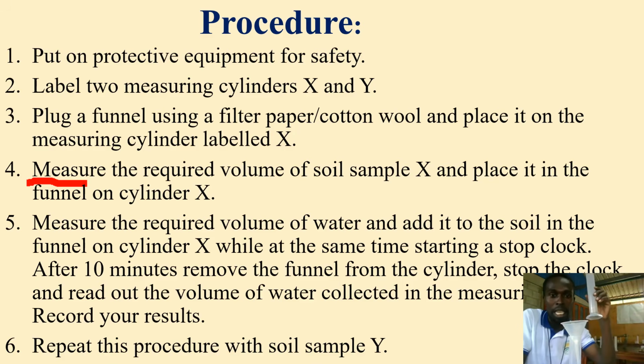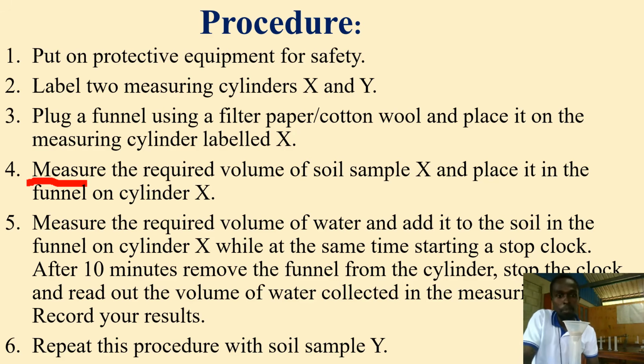What next after measuring the volume of soil sample X? You said we are dealing with X here first. Place it on the funnel, on the measuring cylinder. We are going to pour the whole stuff on the funnel of the measuring cylinder. Do you know why I used the 20? Because if you use the 50, it would cover the whole funnel. But with 20, I'm left with space for the water as the next step.